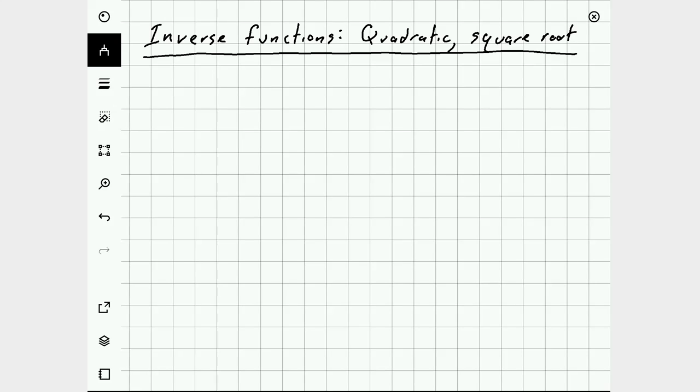Inverse functions, quadratic, square root. One thing you need to pay attention to when you are looking at functions and their inverses is that a function only has an inverse if it is one-to-one.